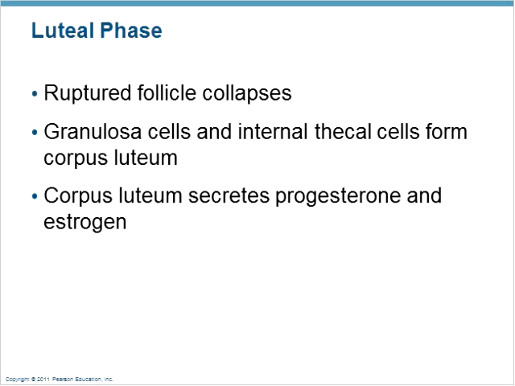The luteal phase is where the ruptured follicle collapses on itself, and the ovary closes, and the granulosa cells and internal thecal cells form what will be called the corpus luteum, or the remaining shell of that follicle.